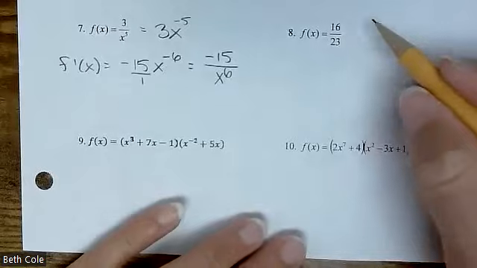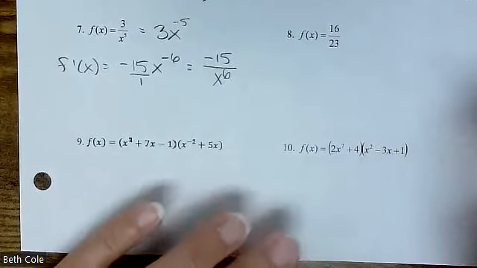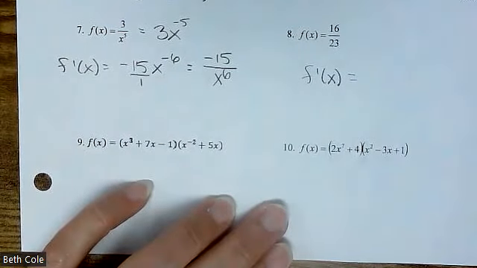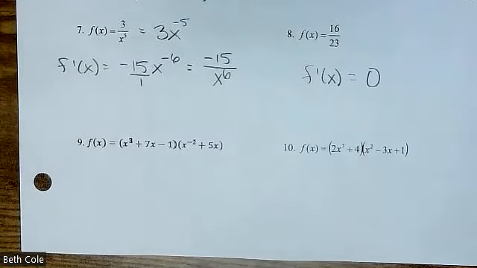And then I threw an easy one here, but it's new to you. So what do you think is the derivative of just 16/23? Why is it 0? Oh, I love that you even said slope. Slope is 0. It's a constant.